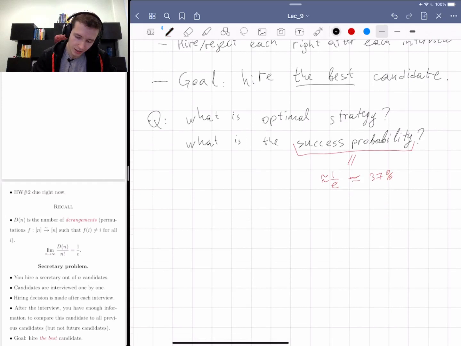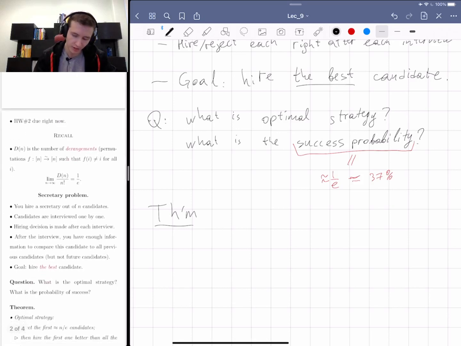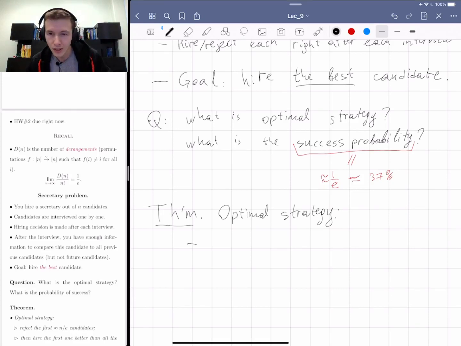And I'm not going to prove it either, so you can look up the proof. In one direction it's not too hard, and the other it's a little bit harder. But anyways, first here's the optimal strategy. The optimal strategy is that you just hope the best candidate is in the last 1 over e.